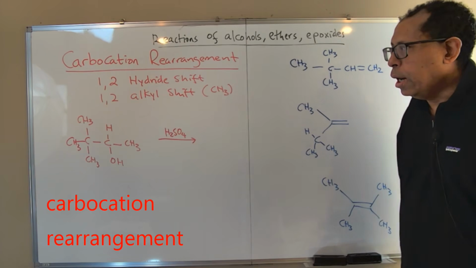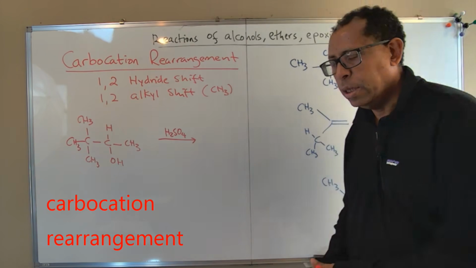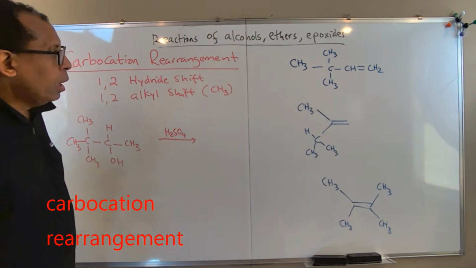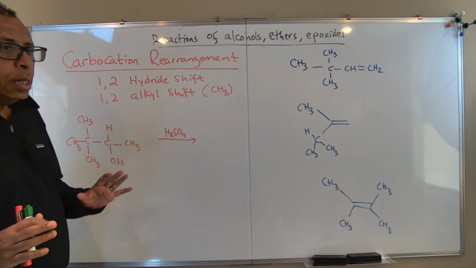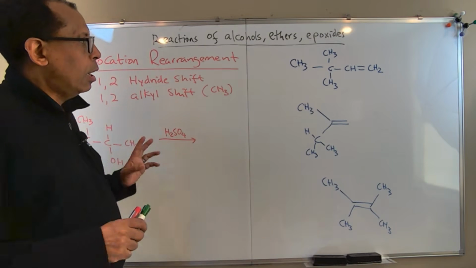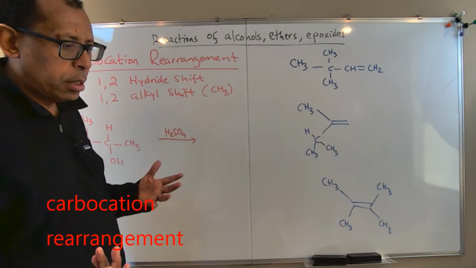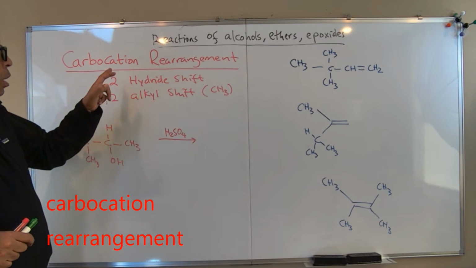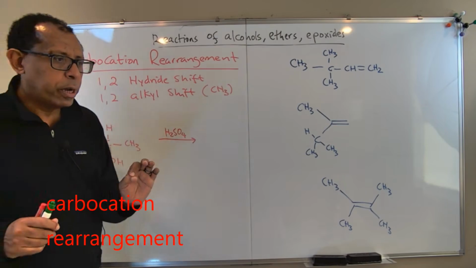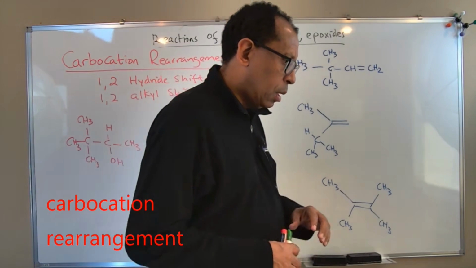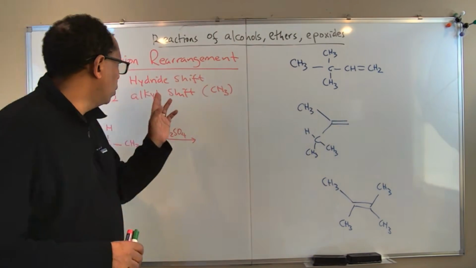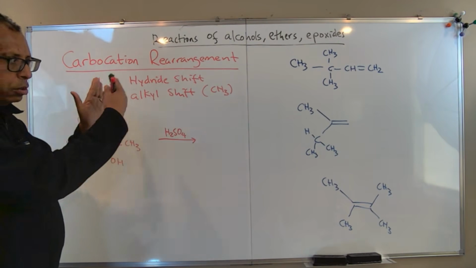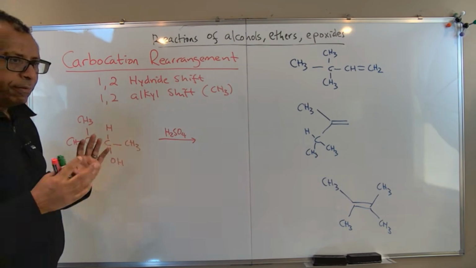Hello everyone. Let's continue more on the dehydration of alcohols catalyzed by strong acid. There is one important aspect that you need to learn in the mechanism of dehydration. There is what we call a carbocation rearrangement. What it means is it could be a hydride shift, 1,2 from carbon 1 to 2, or an alkyl shift.